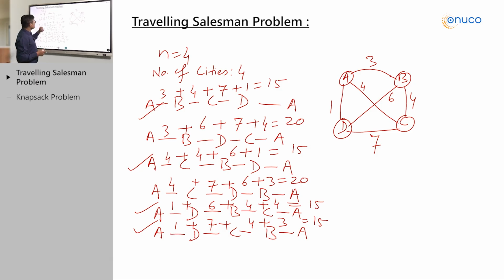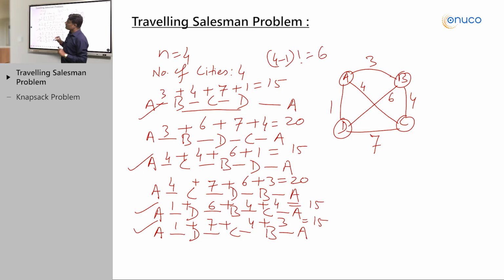So here the number of cities was 4. Think of it if the number of cities is more, if the number of vertices is more, say 10 vertices. As you see, the number of cities is 4, so the remaining 3 vertices, 4 minus 1, we have done the factorial and got 6 different paths.